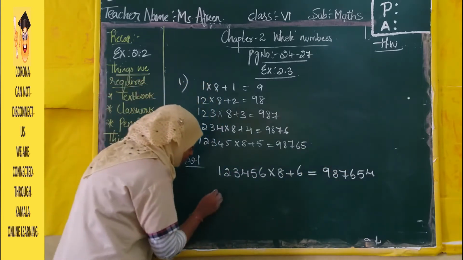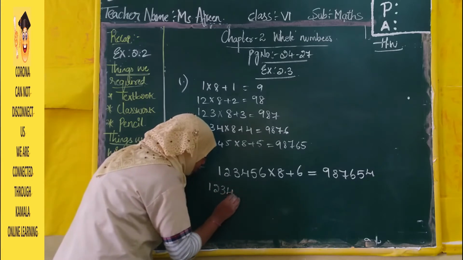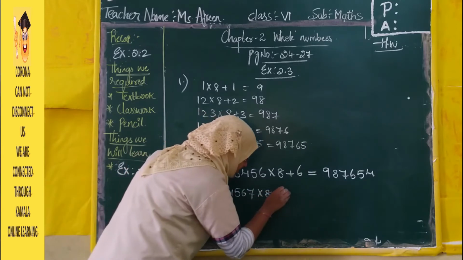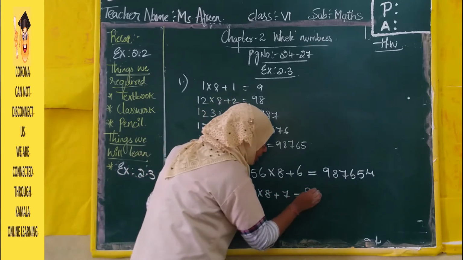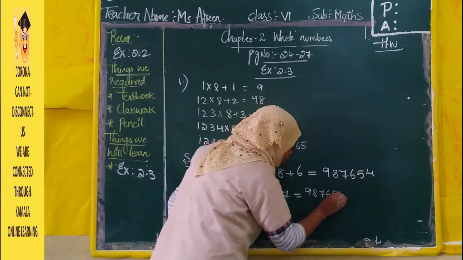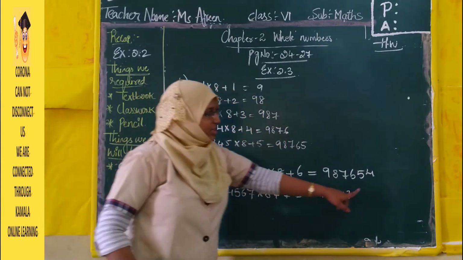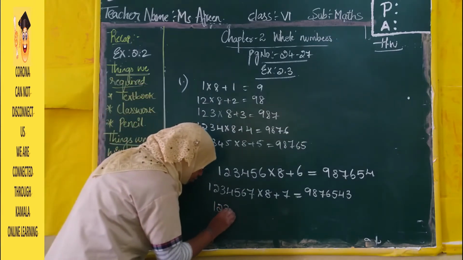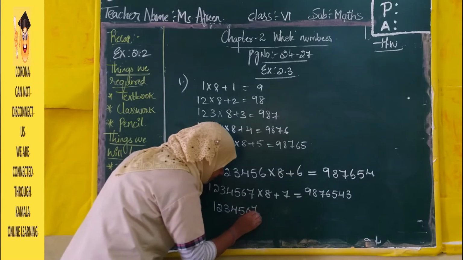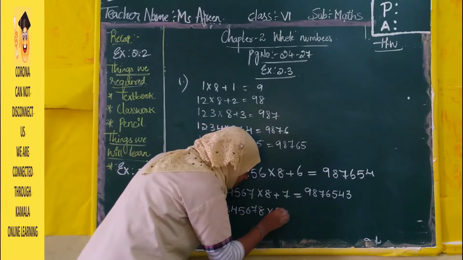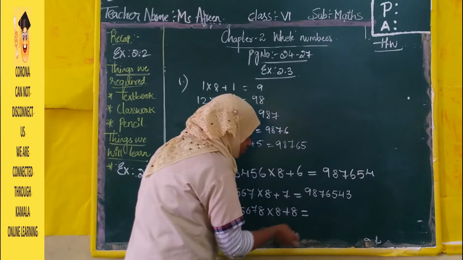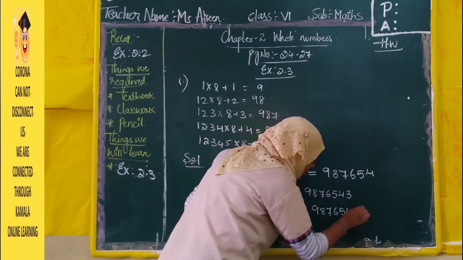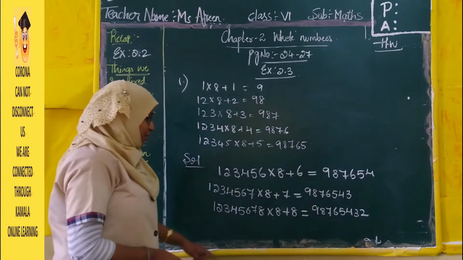So next let us write one more. 1, 2, 3, 4, 5, 6, 7 increased into 8 plus 7 is equals to 9, 8, 7, 6, 5, 4, 3. Again, after 4 we have decreased to 3. Next, 1, 2, 3, 4, 5, 6, 7, 8 into 8 plus 8 is equals to 9, 8, 7, 6, 5, 4, 3, 2.